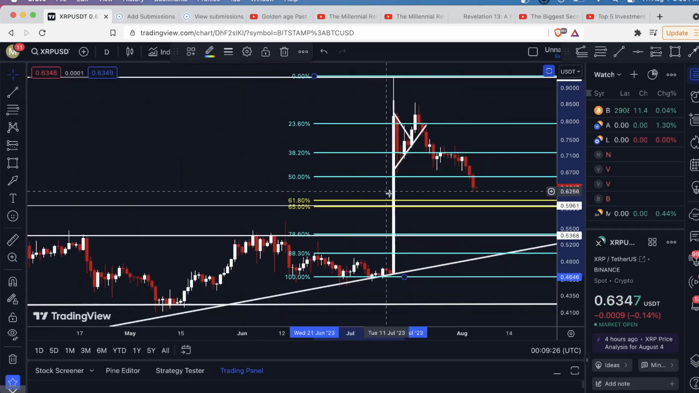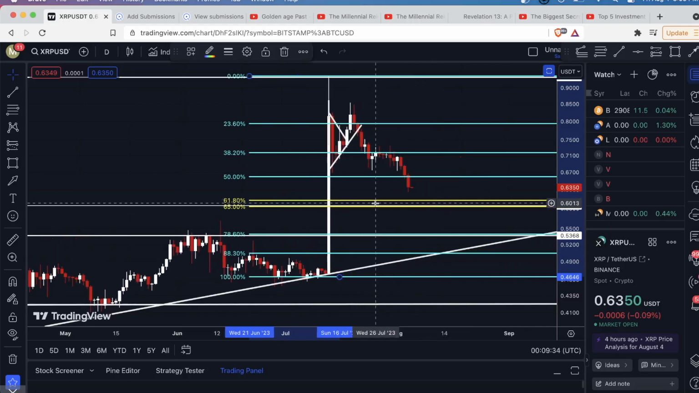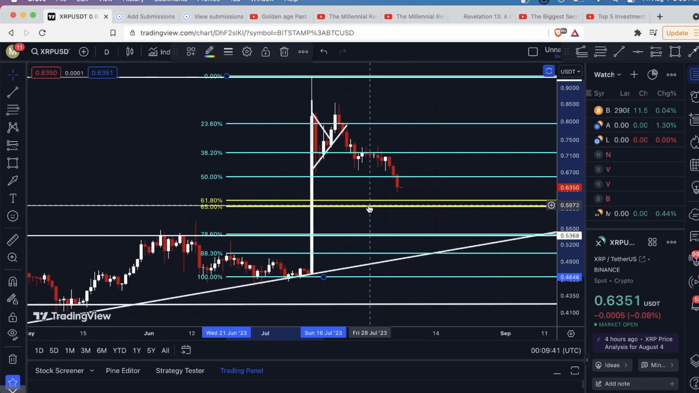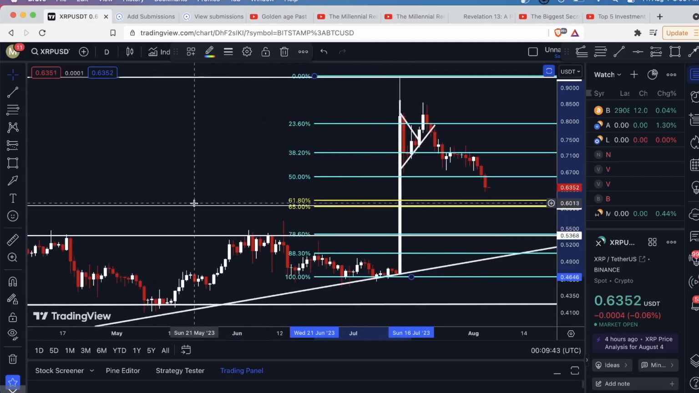So the next level down would be this 618 to 65%. I just call it the golden pocket. By default, your Fibonacci tool is going to have the 618. I manually add the 65% in. But yeah, I just consider this as a range, right? But you'll see this lines up with this horizontal line that I have drawn. See, it kind of extends out.